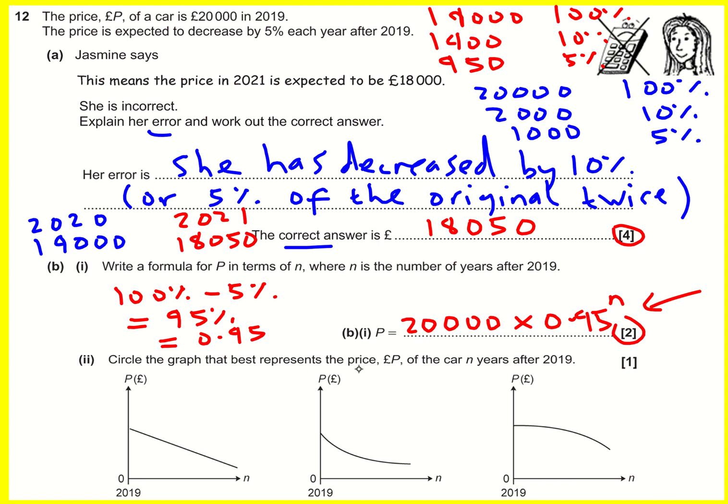Circle the graph that best represents the price. Well, this is the one that Jasmine was using, a straight line going down, taking 1,000 off every year. That's not what happens. Actually, we can see that we're taking off a fairly large chunk and then a smaller chunk. So actually, this is the one that makes sense. It goes down more slowly over time rather than picking it up over time. So that is our answer.